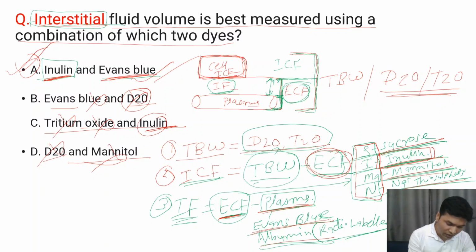The answer will be A. A is inulin and Evans blue dye. Inulin for ECF calculation and Evans blue dye for plasma calculation. So ECF minus plasma, you will get the interstitial fluid volume.